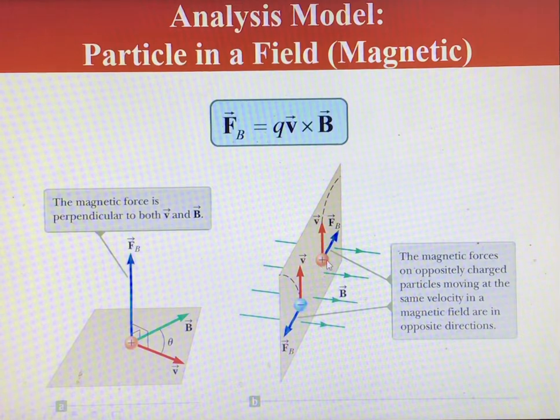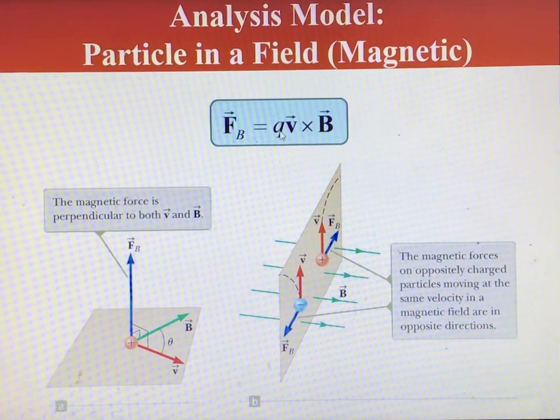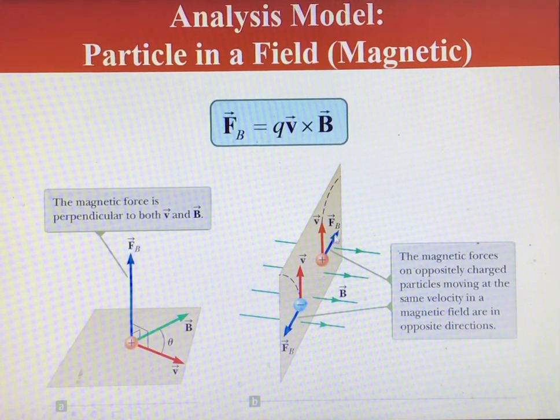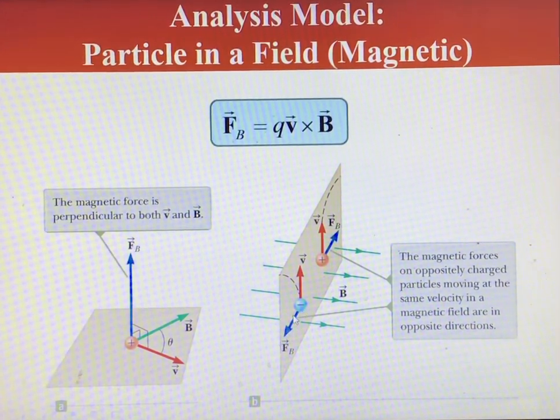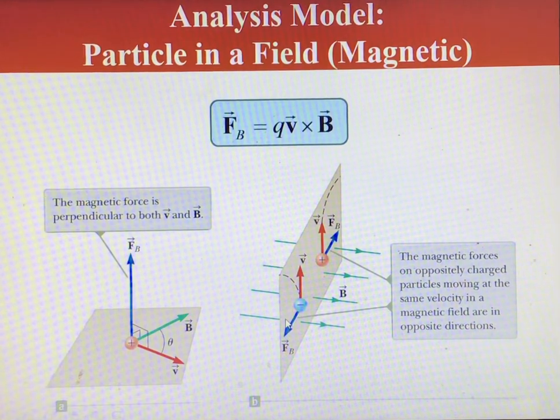Now, if this is a positive charge, then Q is positive, it means that the force is going to be pointing in that direction. Notice that if you have a negative charge, you just need to reverse the direction of the force, because for a negative charge, Q is negative. So if you put Q right there, you just multiply this by -1, you get a force that is pointing in the opposite direction.